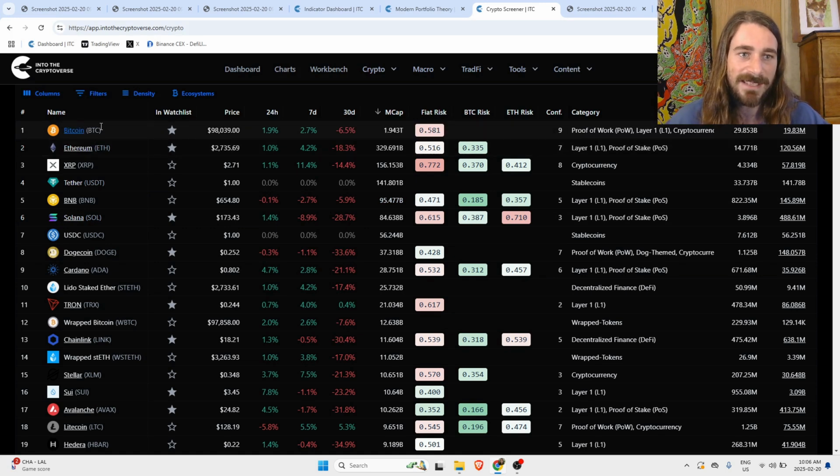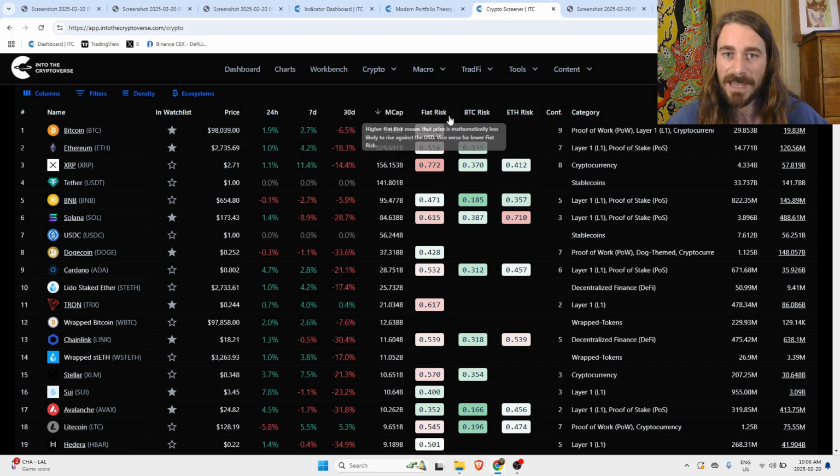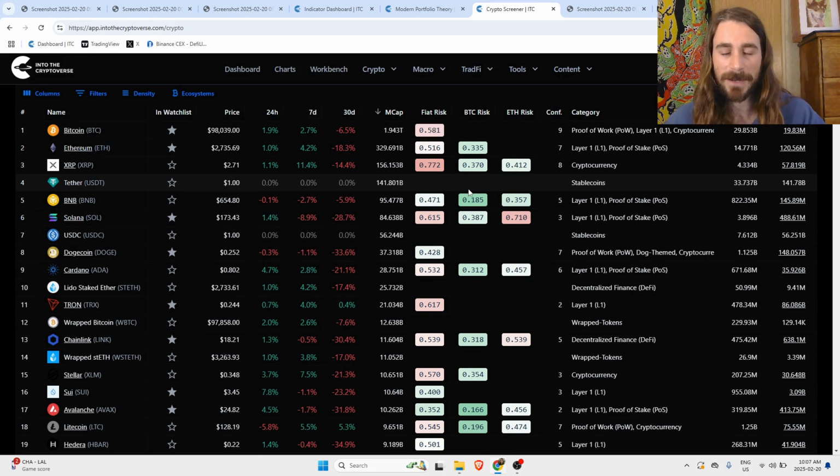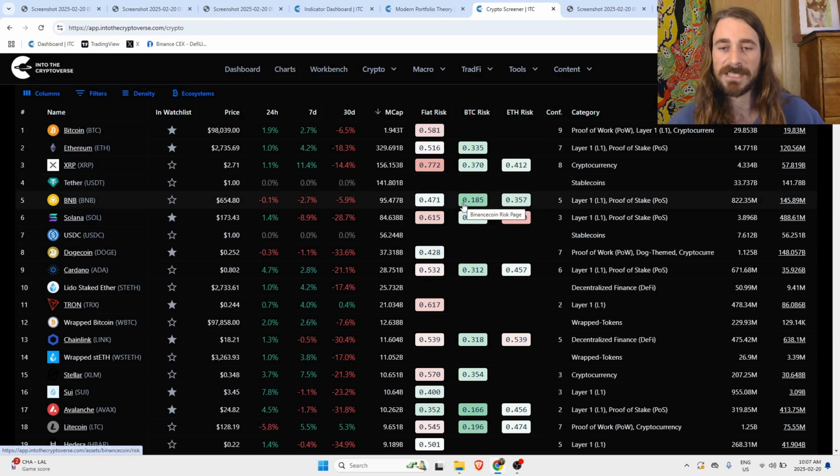So we do have the asset name, we have the price, performance, market cap, the risk in fiat, so that's the US dollar or cash risk. And we've also got the Bitcoin risk. So assets that are kind of crypto should be valued against Bitcoin because Bitcoin is the king of crypto. We need to make sure that if we are getting into alternate assets that they're likely to outperform Bitcoin going forward. Otherwise, it doesn't make sense to take that additional risk.